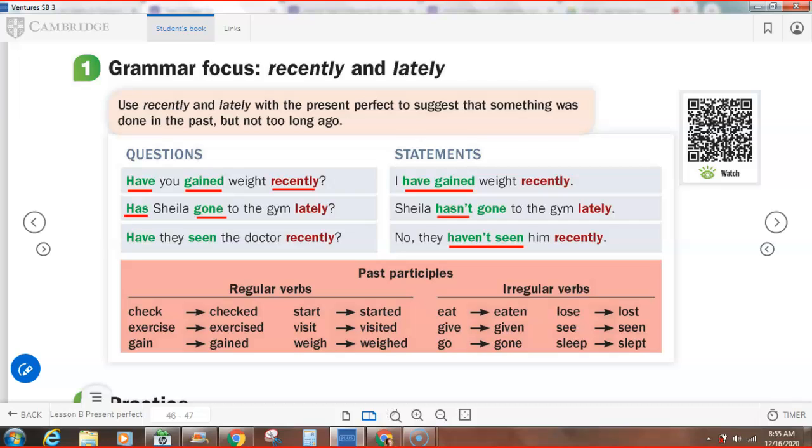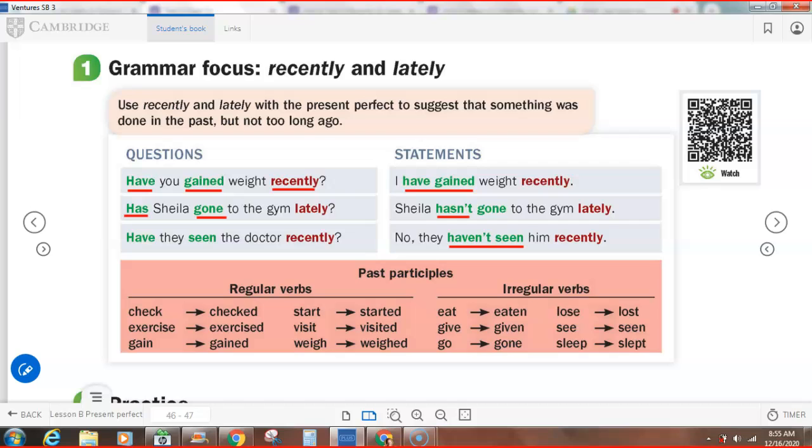The biggest thing to remember is you use recently with a one-time unique big event. So for example, the birth of a baby, okay? You would want to use recently. She had a baby recently. The reason you have to use recently is because if you say she had a baby lately, it doesn't sound right. So just remember, if it's something that is unique and happens one time in the near past, then use recently.